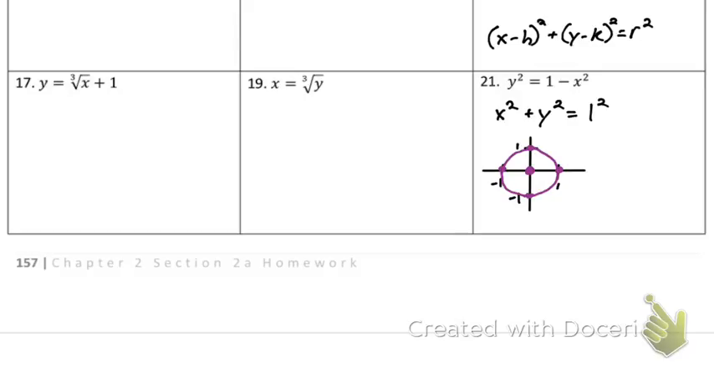Maybe I'll write that down here real quick, because our range would be, and we'd use brackets, negative 1 to 1, and our domain would also be negative 1 to 1 with brackets because they are closed lines.